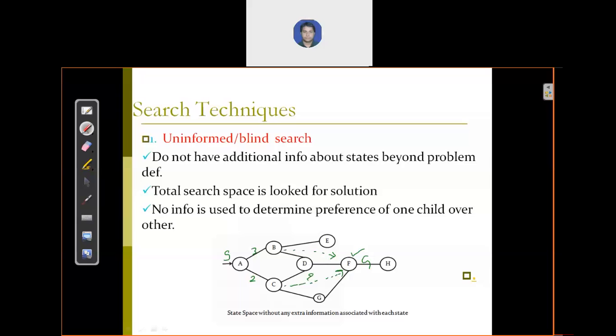Is it clear? This is uninformed search, or blind search, or we can call it brute force search. This uninformed search will search all the possible ways in which we can traverse the whole graph or tree in which your problem is represented.